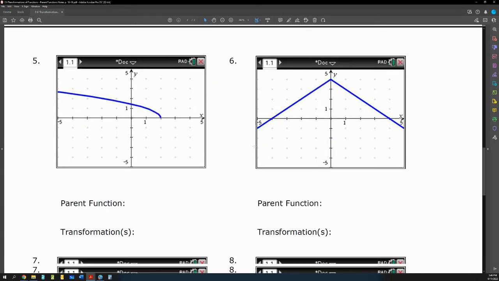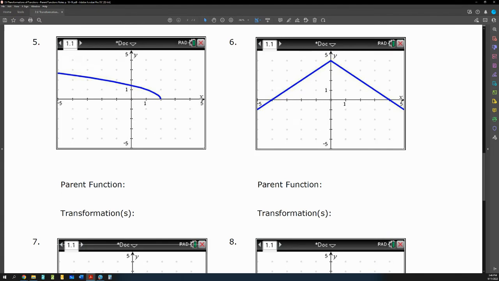Go ahead and flip the page. Number 5, this one looks similar to number 1, but now it's flipped. So here we have, again, the square root function. The parent function is y is equal to the square root of x. And then our transformations: the first thing that we have is the horizontal shift to the right 2 units. And then we have a reflection over the y-axis.